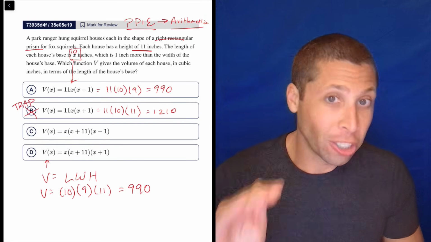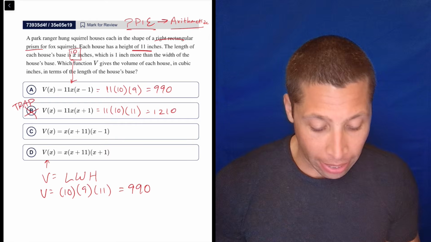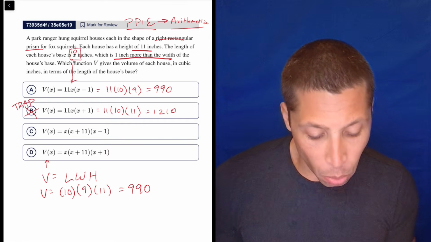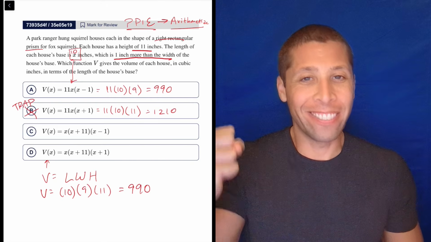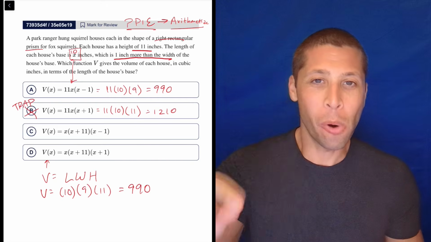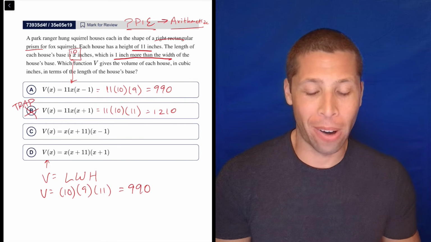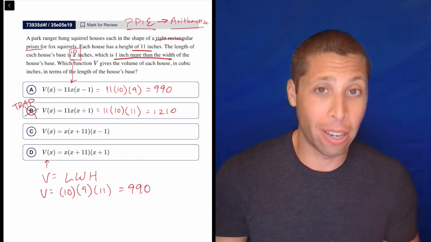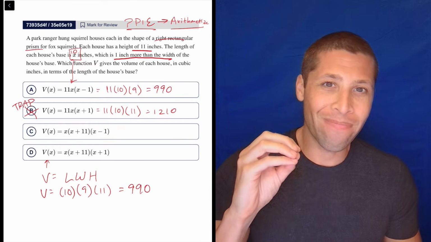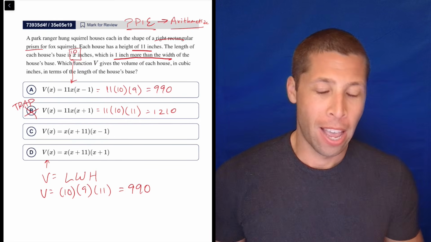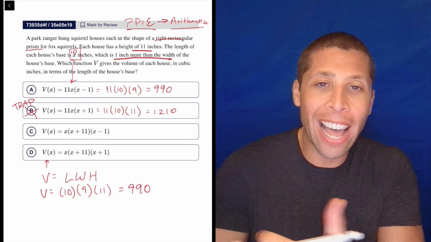And again, you should have seen that coming. Now I know why you're going to pick it: you see 1 inch more and you can't help yourself. That has to be a plus, right? 1 inch more, plus 1, right? So that is what they're counting on, that the words you read are pulling you in a certain direction and you can't fight that impulse.